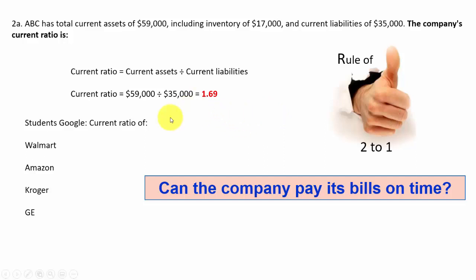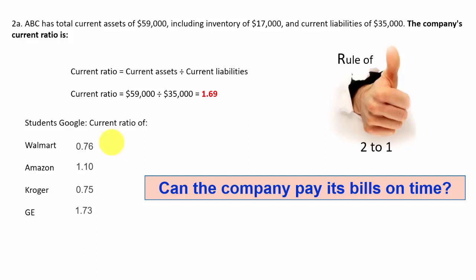Here's some examples. I usually ask my class to figure out what the current ratio is for the following large companies, and since you're not in class right now, I'll just go ahead and figure them myself here. So it looks like Walmart is 0.76, Amazon is 1.10, and these are all to 1. Kroger 0.75 to 1, and GE is 1.73 to 1.